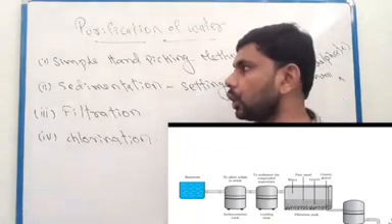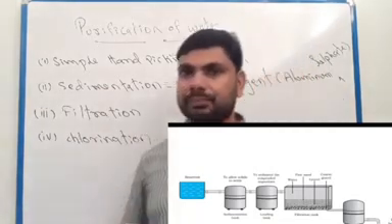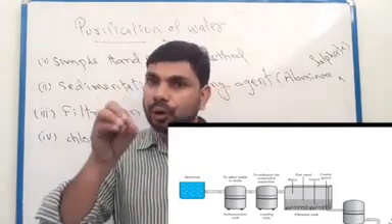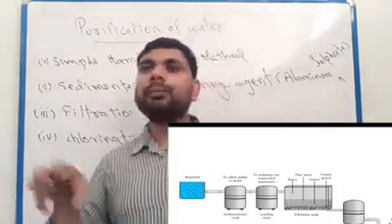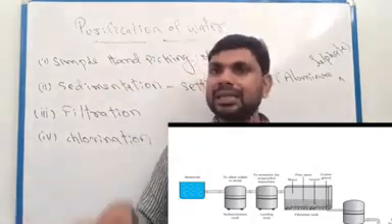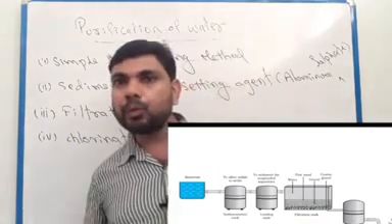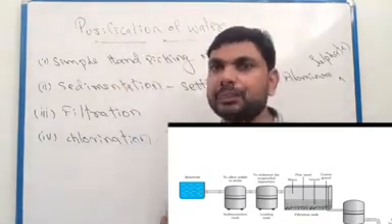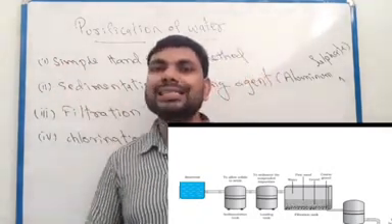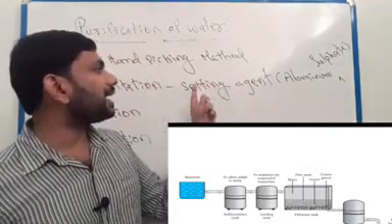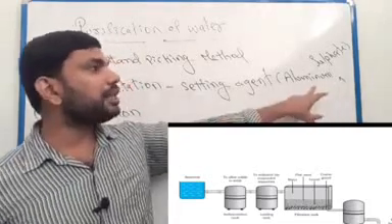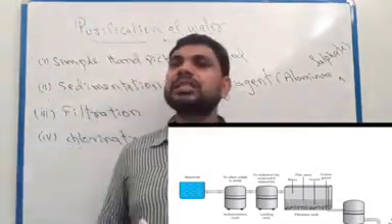Okay, next one, sedimentation. After that, the water still contains small impurities which we cannot remove by simple hand picking. This type of impurity can be removed by sedimentation. Sedimentation means that after removing big solid impurities, we will add some setting agent, some chemicals such as aluminum sulfate, into the water.